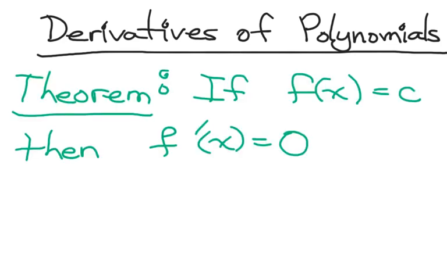The first theorem is that if f of x is a constant function c, then the derivative of that function is 0. Geometrically, this makes sense because a constant function is just a straight horizontal line, the slope of which is 0 at every point. That being said, we're going to see why it's true using our definition.